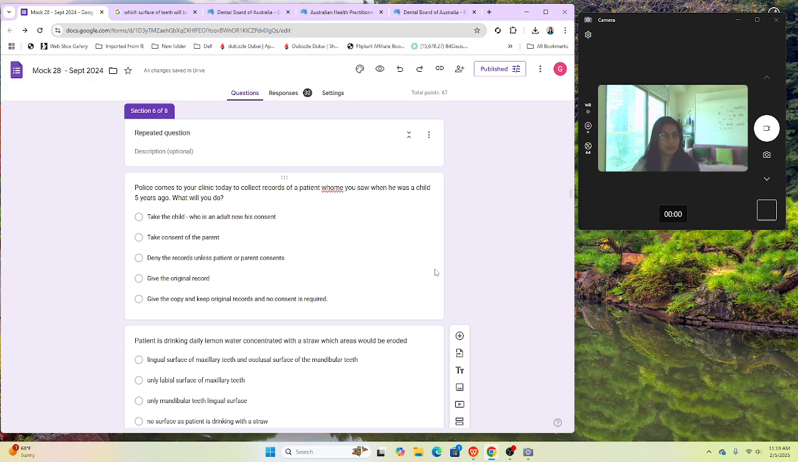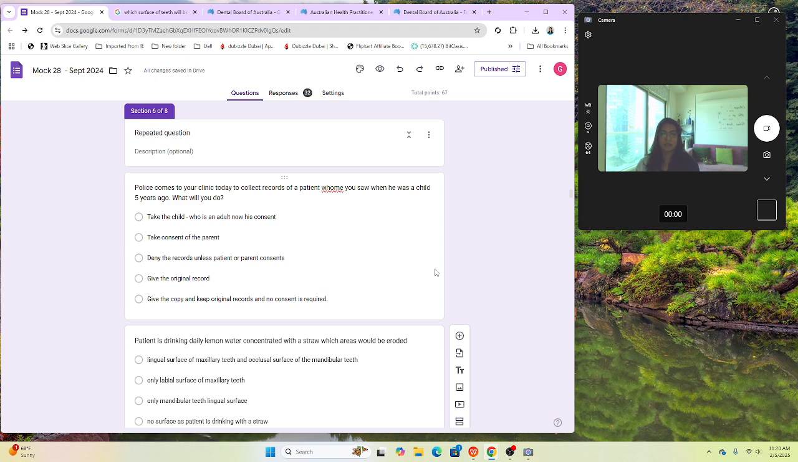So now that patient basically is either a teenager or has just touched adulthood, and now what will you do? Take the child's consent, that is, the one who is an adult now, and then give the records to the police. Take consent of the parent of the patient and then give the records. Deny the records unless patient or parent consents. So basically you don't have either consent, so you'll tell the police, you know what, I cannot give you the record. Give the original record. Give the copy and keep original records, and no consent is required.